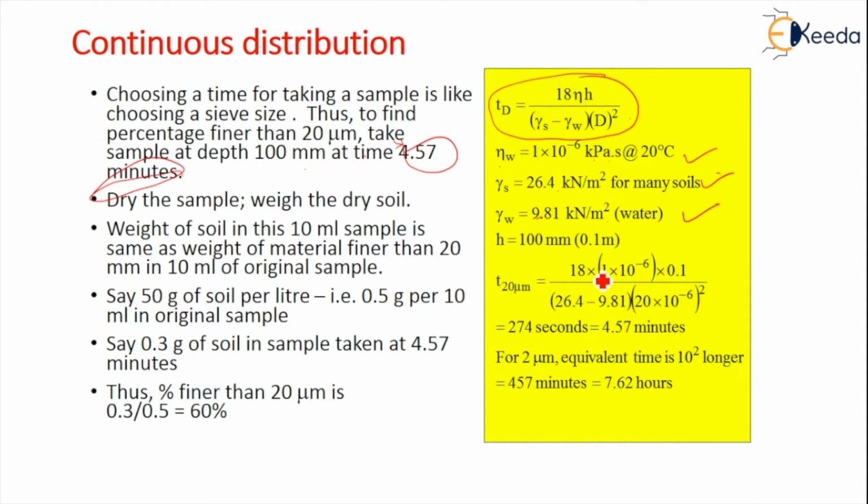If you want to consider 2 micrometer, then the time required is almost 10 power 2 longer, that is 7.62 hours. So now we have to dry the sample and weigh the dry soil. The weight of the soil in this 10 ml sample is the same as the weight of the material finer than 20 micrometer in 10 ml of the original sample. Hence, 50 grams of soil per liter is 0.5 grams per 10 ml in the original sample. Say there is 0.3 grams of soil in the sample taken at 4.57 minutes. Thus, the percentage finer than 20 micrometer is 0.3 by 0.5, that is 60%. It is calculated like this.